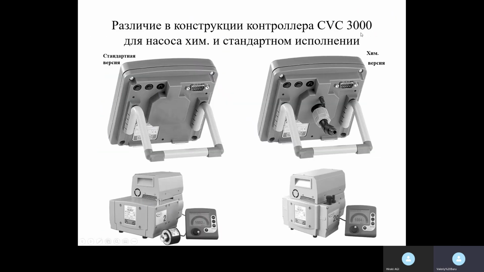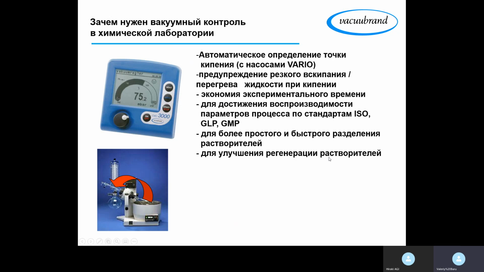That's the backside of the CVC 3000, quite similar to the CVC Pro. This is the explanation of why we need vacuum control in the lab. By the way, there is another interesting option in the controller, both for VacuBrand and for Welch. They have a program that automatically determines the boiling point.